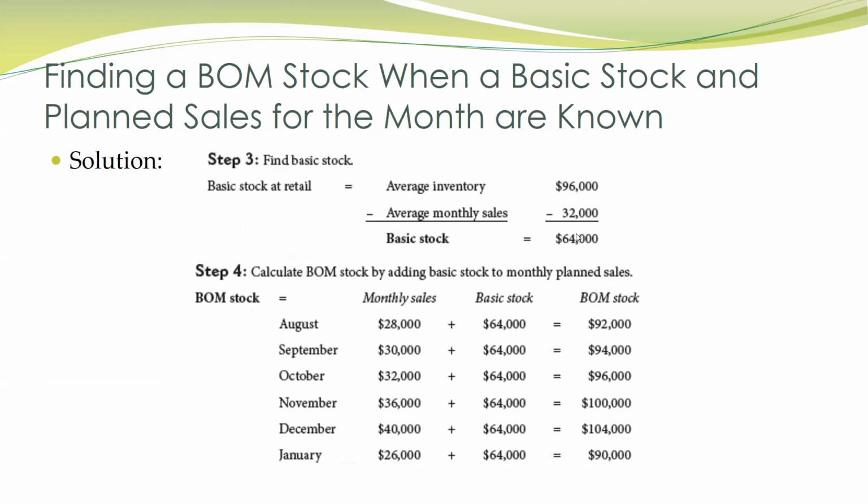So once you get your basic stock, you add that basic stock number to your monthly sales. You're going to get different numbers each time because your monthly sales are going to change, but your basic stock is not going to change.